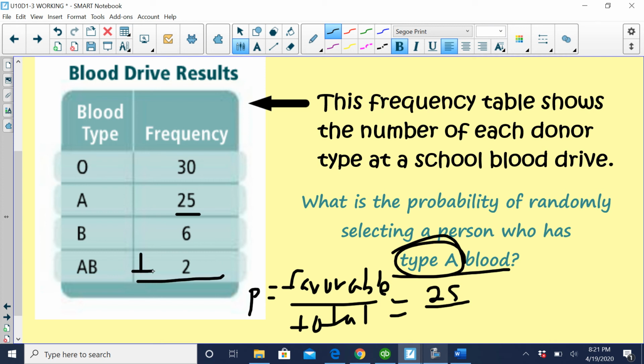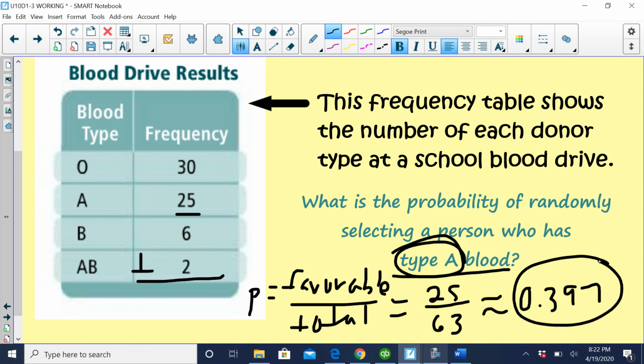30 and 25 gives me 55, plus 6 would give me 61, plus 2 more would give me 63. Okay, so 25 out of 63. And then I can plug it in my calculator and I can say 25 divided by 63. It's going to be approximately, I got 0.3968, so I'm going to round it to 0.397 is what I'm going to say.